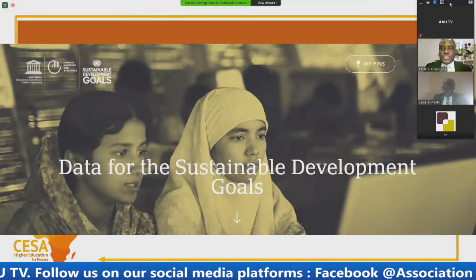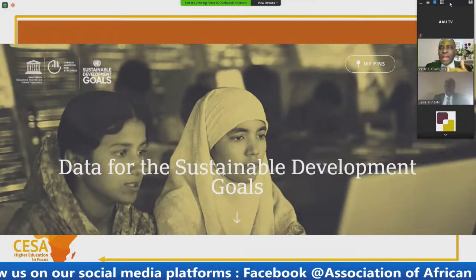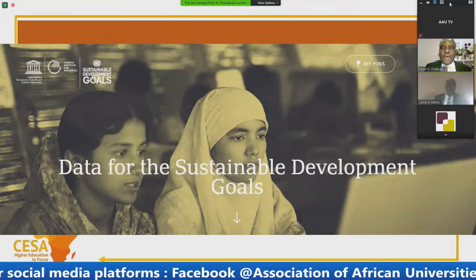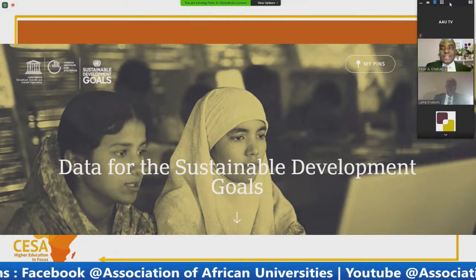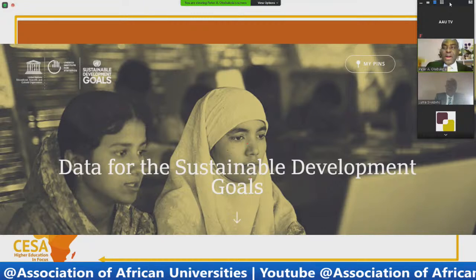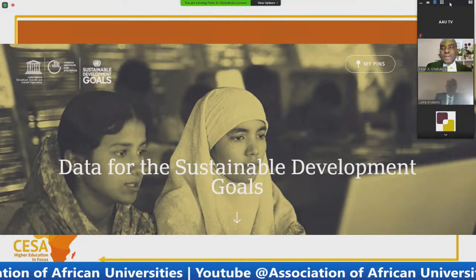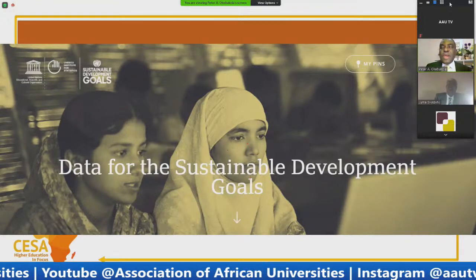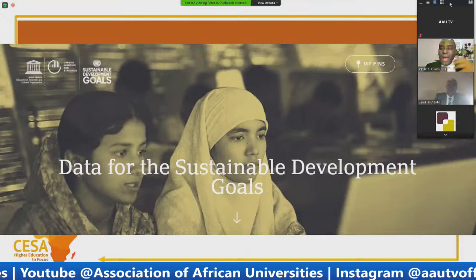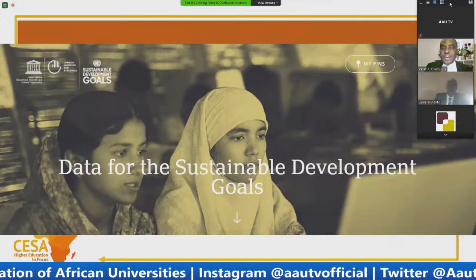If you went to the UIS site, you find data for Sustainable Development Goals. And incidentally, you have some data for Agenda 2063, some indicators. So we have to work in a way where we will agree on those common standards for our indicators.